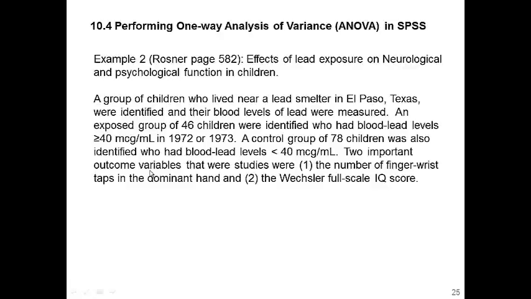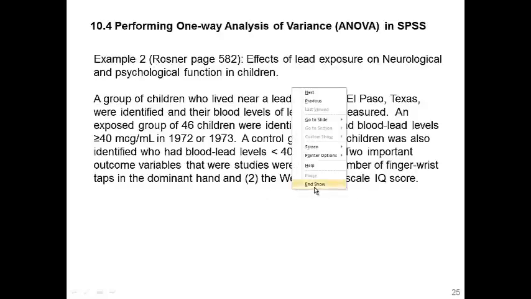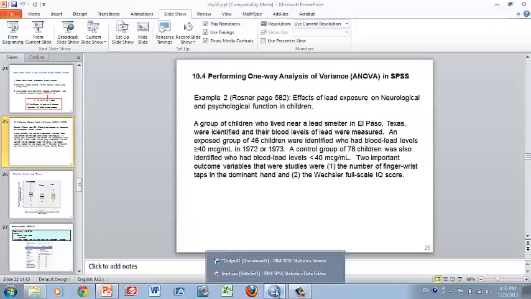Two important outcome variables that were studied were: 1. The number of finger wrist taps in the dominant hand, and 2. the Wechsler full-scale IQ score. In this analysis, we are going to use the number of finger wrist taps. So let's go to SPSS.